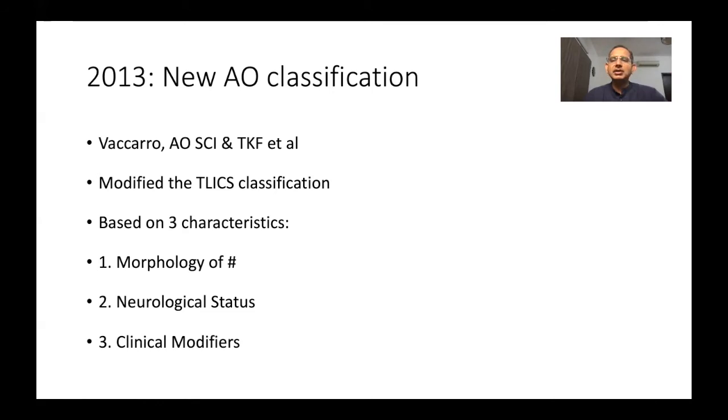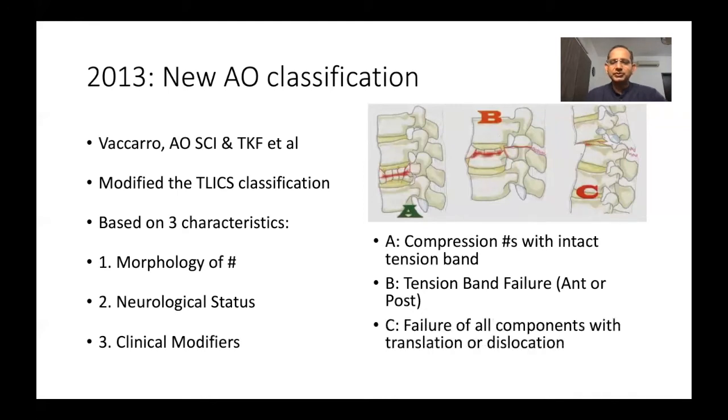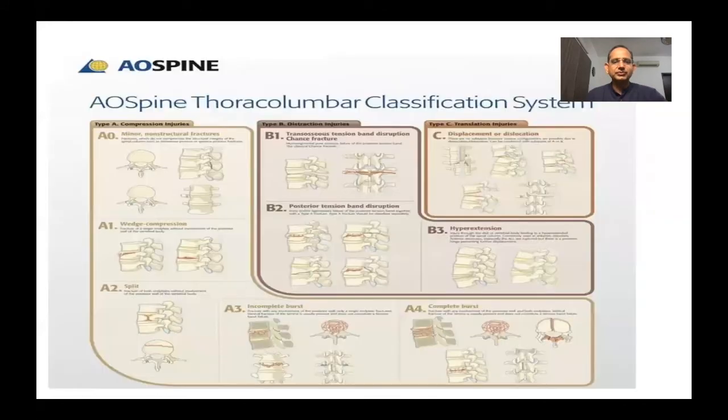So in general, those patients with a type A were the compression fractures with an intact tension band. Type B was those patients who had a tension band failure, either anterior or posterior. And type C were all patients who had a failure of all the components with either a translation or a dislocation. Based on that, they have devised this new classification.